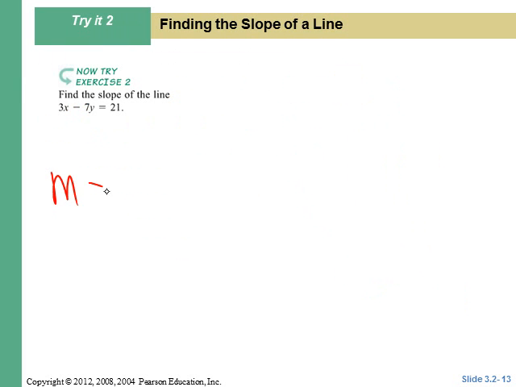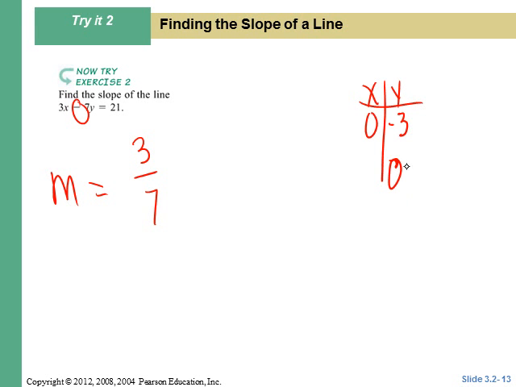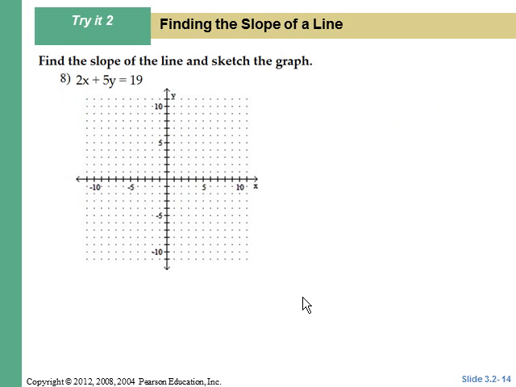So I think the easiest way to do this one is to just write the x coefficient over the y coefficient, and we change the sign. The other way is the way the book taught you how to do it. x, y, 0, 0. If x is 0, y is negative 3. If y is 0, x is positive 7. 0 minus negative 3 is 3. 7 minus 0 is 7. So you still get the same answer.